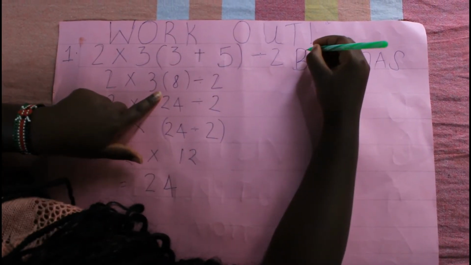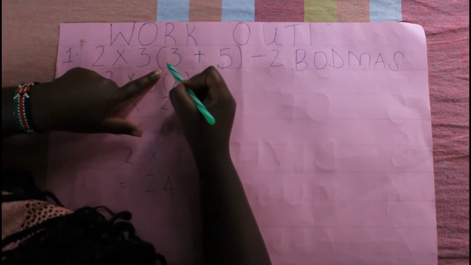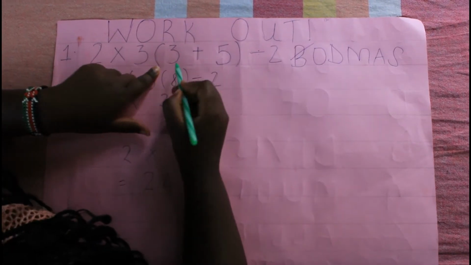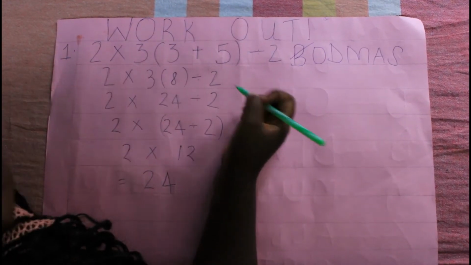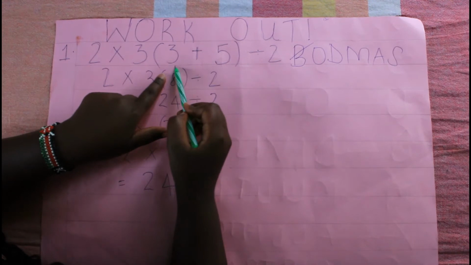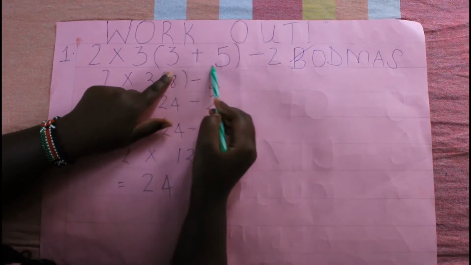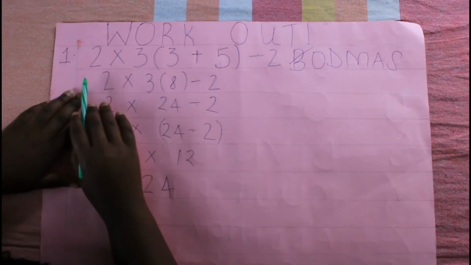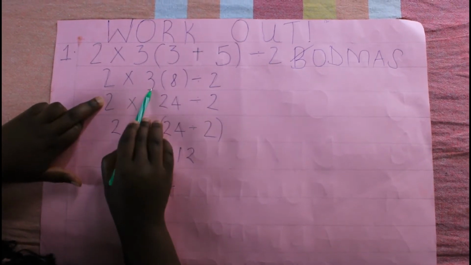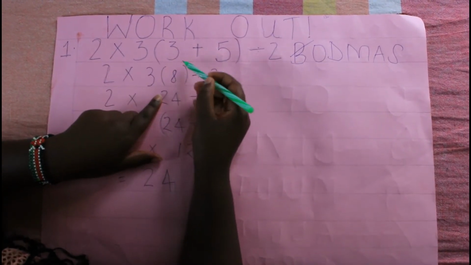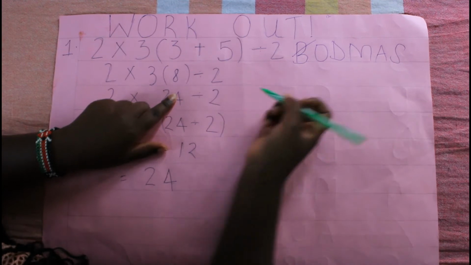Then you come to your question. Check whether there are brackets. Is there any bracket? Yes. So you cancel it out. Then you calculate the part that has the brackets. So in the brackets you have 3 plus 5, which is equal to 8. So your sum will now read 2 times 3, opening bracket 8, closing bracket, divide by 2. Then you go to the next thing.